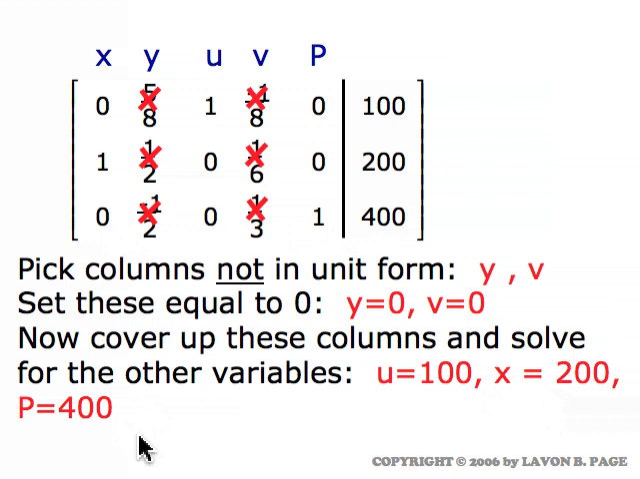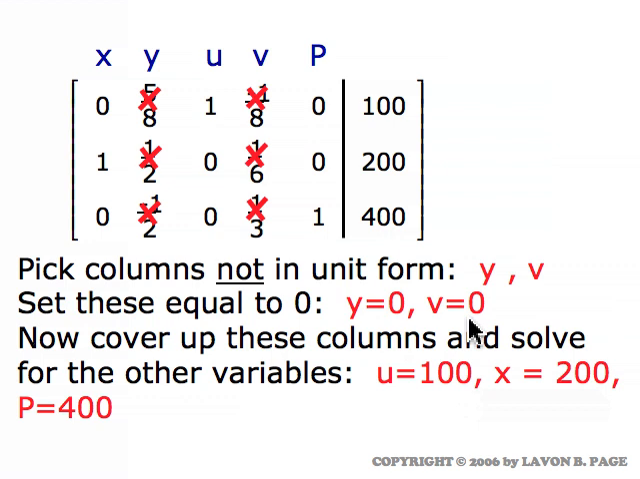So what this first step of the simplex method corresponds to is taking us to a point in the solution region where the value of X is 200, the value of the profit is 400, and the value of the slack variable U is 100. The other slack variables have value 0.